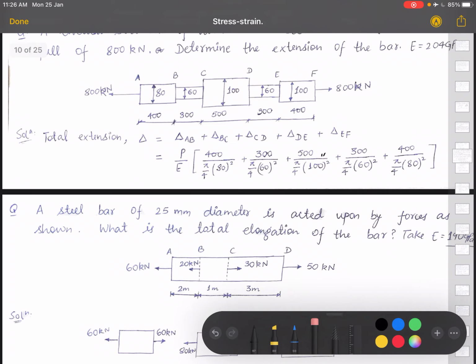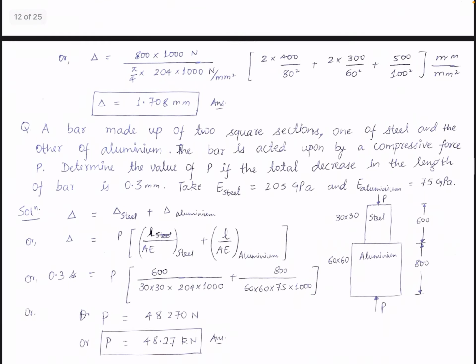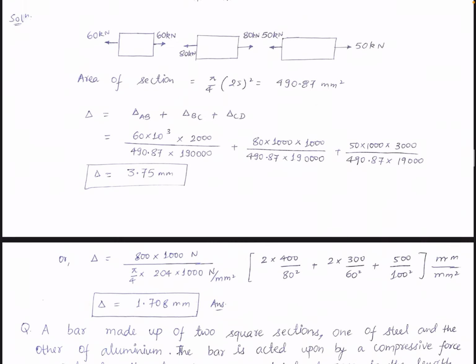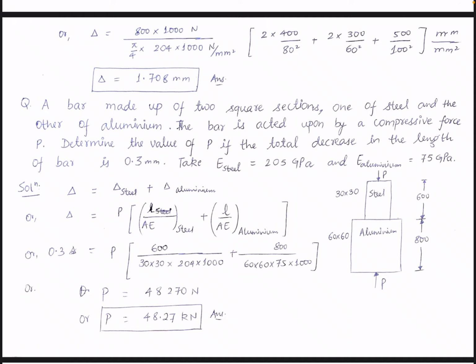So here you can see L is 400 for AB, so area is pi by 4 into 80 square. This is 300, pi by 4 into 60 square. This is 500, pi by 4 into 100 square. This is 300 again, pi by 4 into 60 square. This is 400 again, pi by 4 into 80 square. Clear? So finally you will get your answer. Just add these values. So here is your answer, which is coming out to be 1.708.